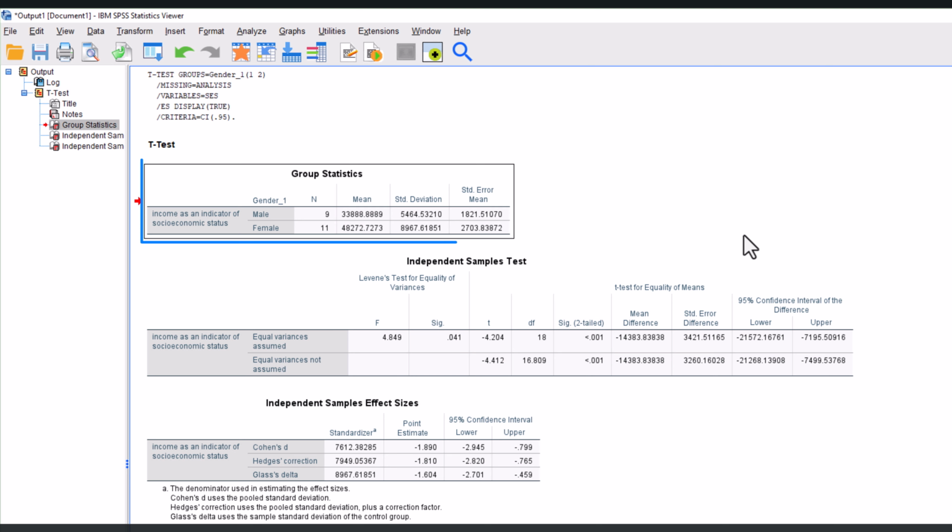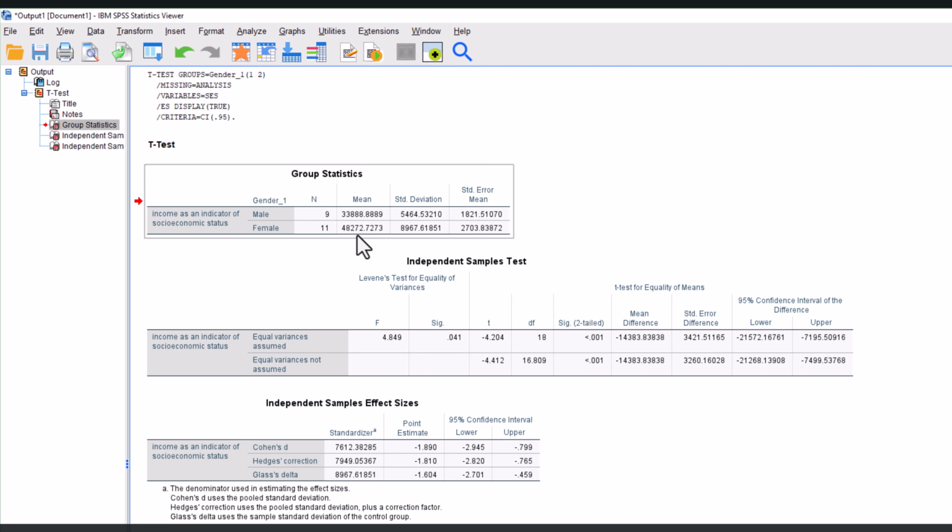The first table in t-test provides descriptive statistics about the variables: mean, standard deviation, and standard error mean. It also provides a sample size for each group. We have 9 males and 11 females in this group. In t-test, the descriptives table is very important as the t-test is used to compare the means between the two groups, so the means for both groups will be assessed.